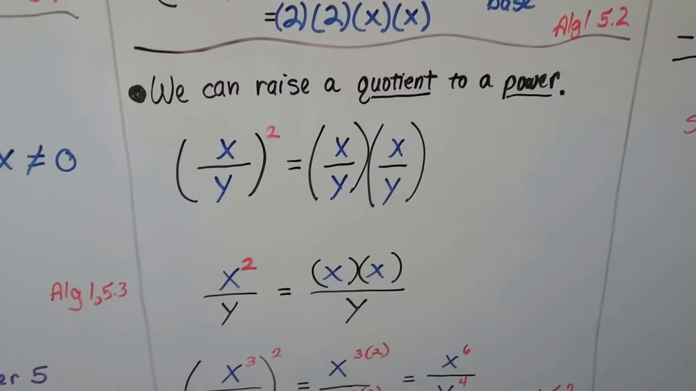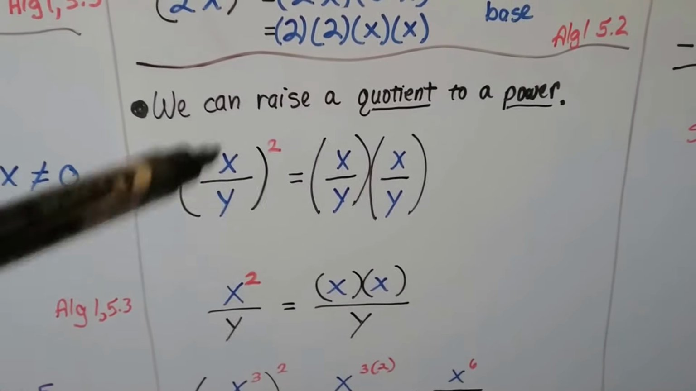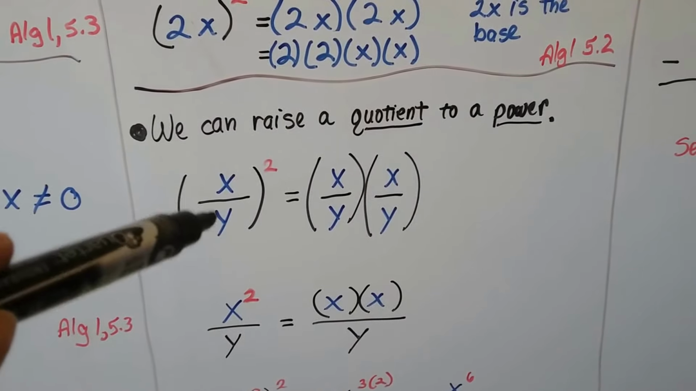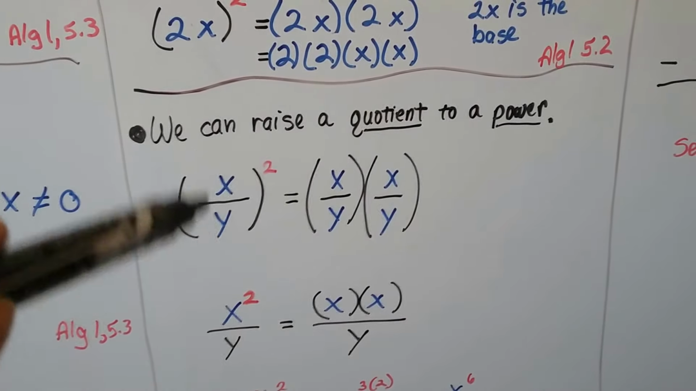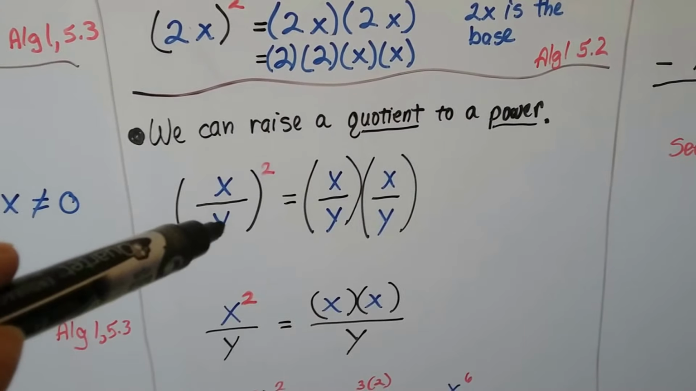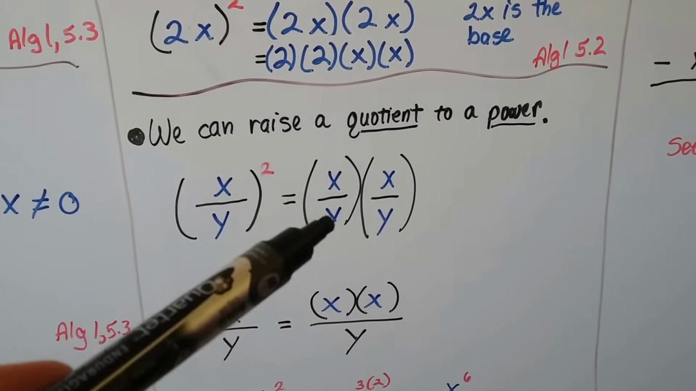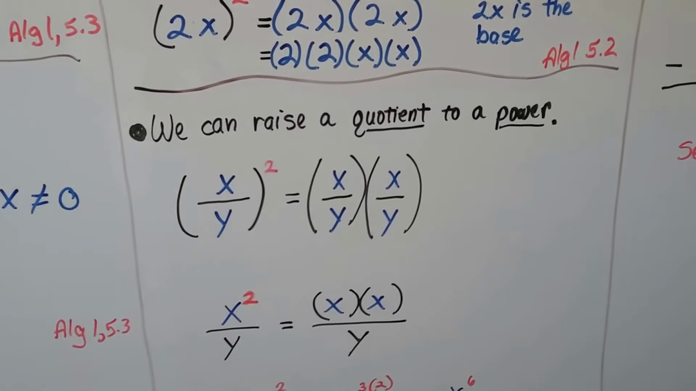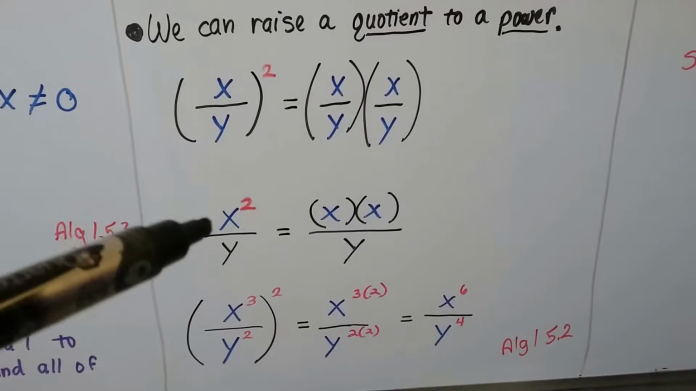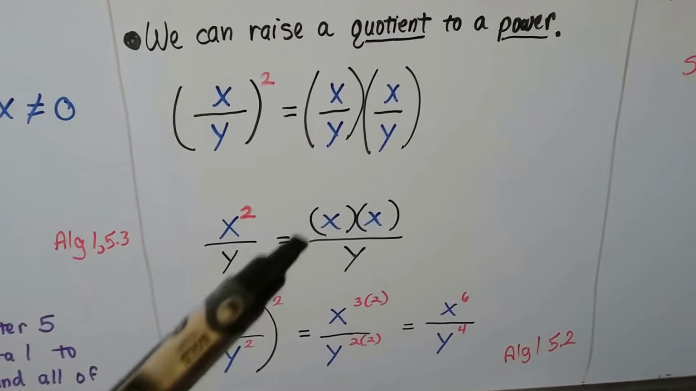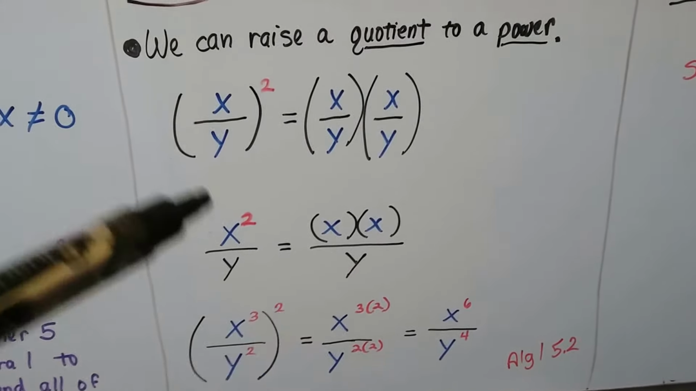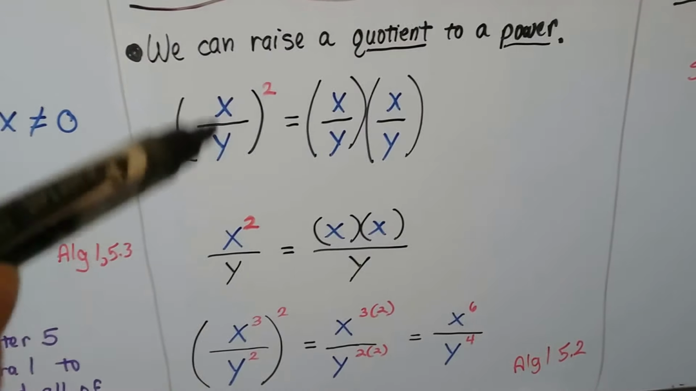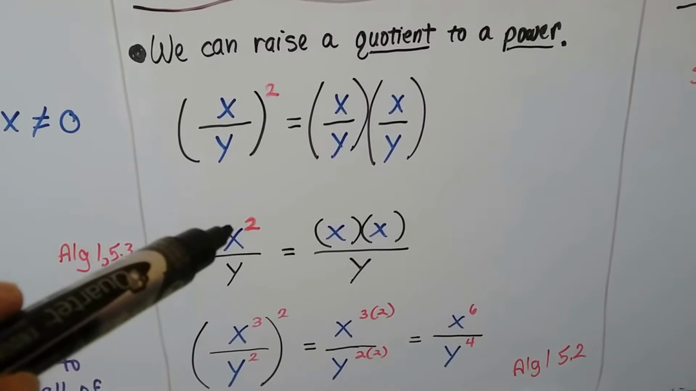We can also raise a quotient to a power. So here we've got this rational number, this fraction inside of parentheses. This little 2 exponent affects everything inside the parentheses, the x and the y. It means we have x over y times x over y. See? If you saw x squared over y, well, that just means x times x over y. See the difference the parentheses made? This affected everything inside the parentheses. Now this just affects the x. See?